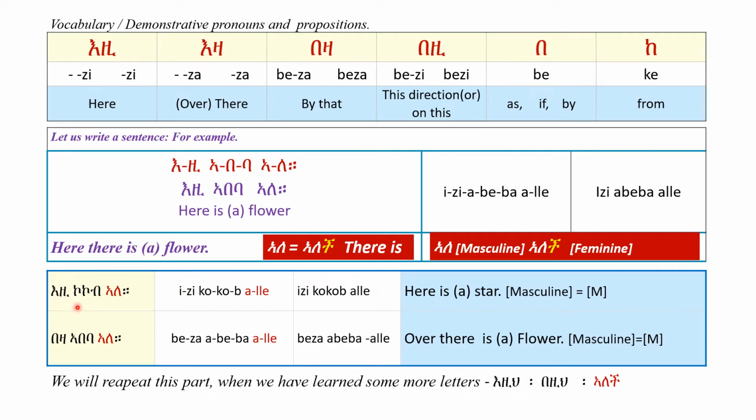zi ኮኮብ አለ አራት ነጥብ, full stop. እዚህ ኮኮብ አለ በዛ አበባ አለ በዛ አበባ አለ.